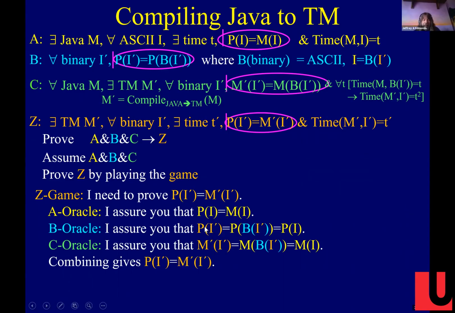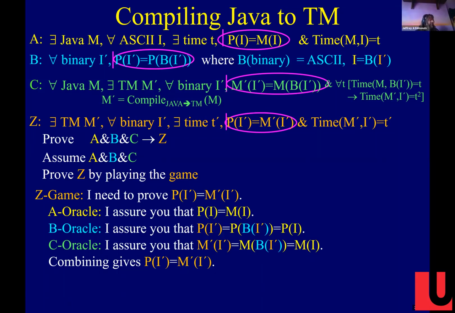Well, Pi prime equals Pi, right? And Pi equals Mi, and Mi equals M prime I prime, right? See here, we just followed along. And so that gives us that yes, in fact, our Turing machine on our adversary's input gives the right answer.